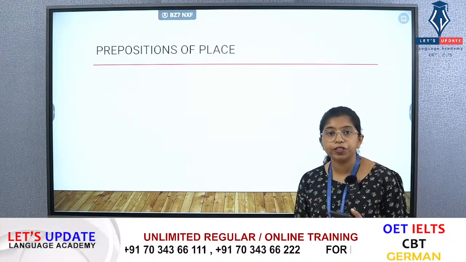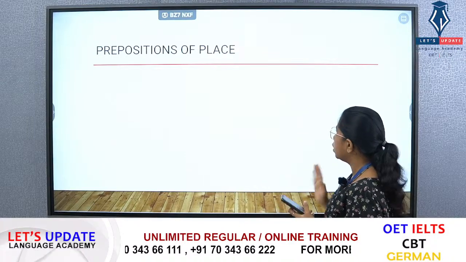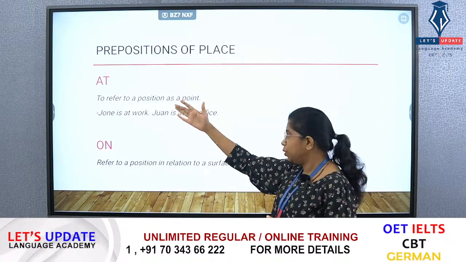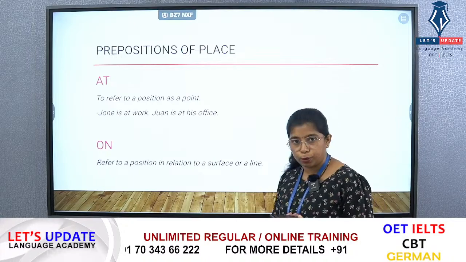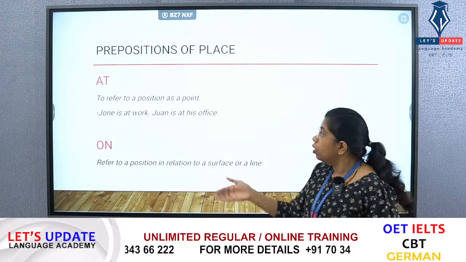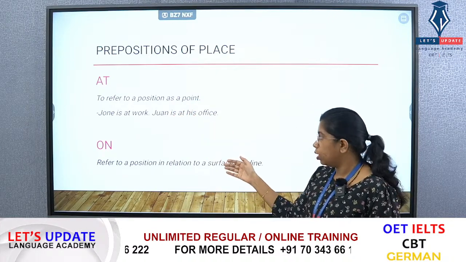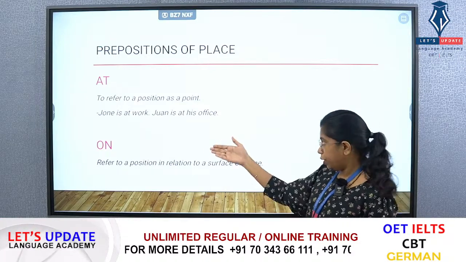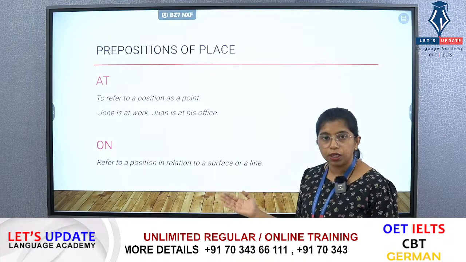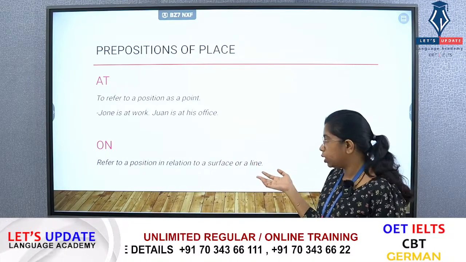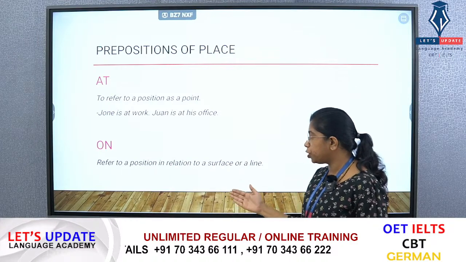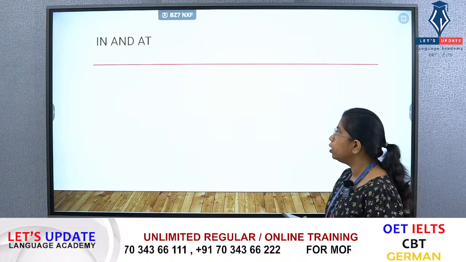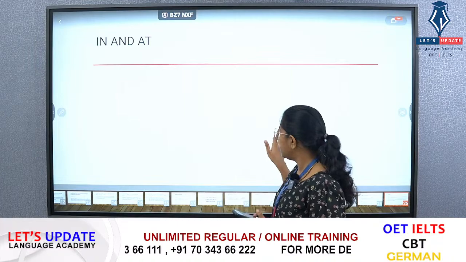So moving to prepositions of place. The prepositions are at. We again use at here to say where it is located or where the person is, to refer to a position as a point. John is at work. So where is John? John is at work. Juan is at his office. Then on refers to a position in relation to a surface or a line. Then we have in and at.